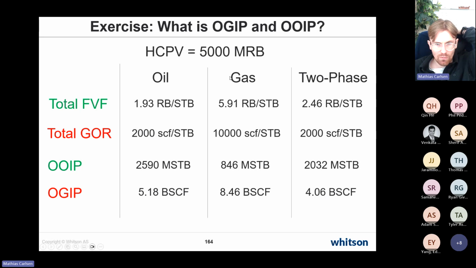And I can simply use the same formula. 5.9 is my formation volume factor for the gas reservoir. So if I take 5 divided by 5.9, I get 846, and then I can take 846 and multiply with 10,000, and I get 8.46 BCF. And if it's a two-phase reservoir, which is very common in the Montney and in the Scoop Stack as well, you can take the number right here, 2.46, and take 5,000 divided by that gives me 2,000, and I multiply 2,000 with 2,000, that gives me 4 BCF. So the same equation, but three different reservoir fluid types, and it just makes your life easier instead of having to define every single different fluid input.